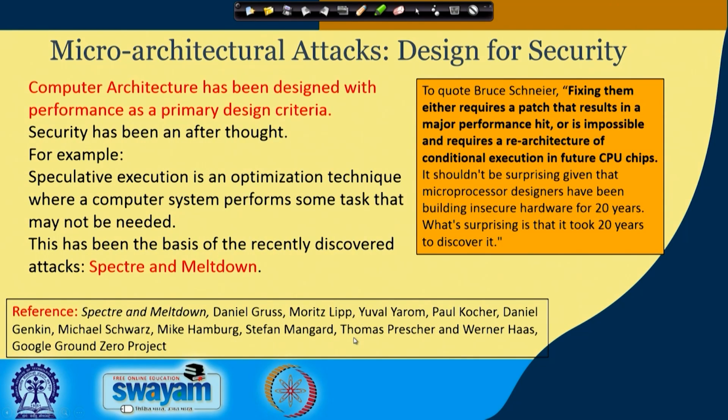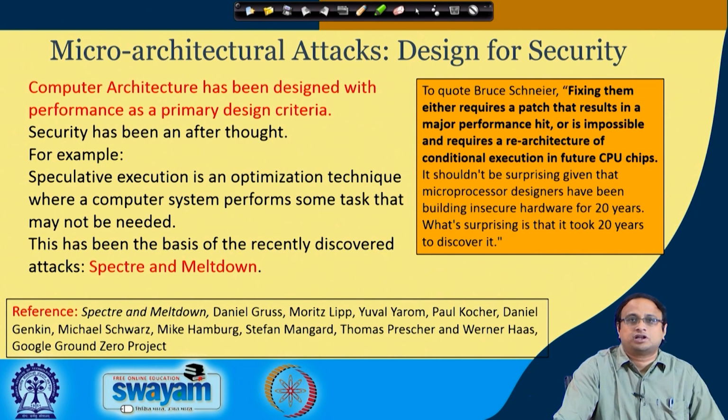To quote Bruce Schneier, a very famous security expert and commentator, fixing them either requires a patch that results in a major performance hit, or is impossible and requires a re-architecture of conditional execution in future CPU chips. This is extremely difficult, because after so many years of evolution of computer architecture and techniques to handle speculative execution, it is as if we have to go back 20 years. This makes the entire scenario quite dangerous.